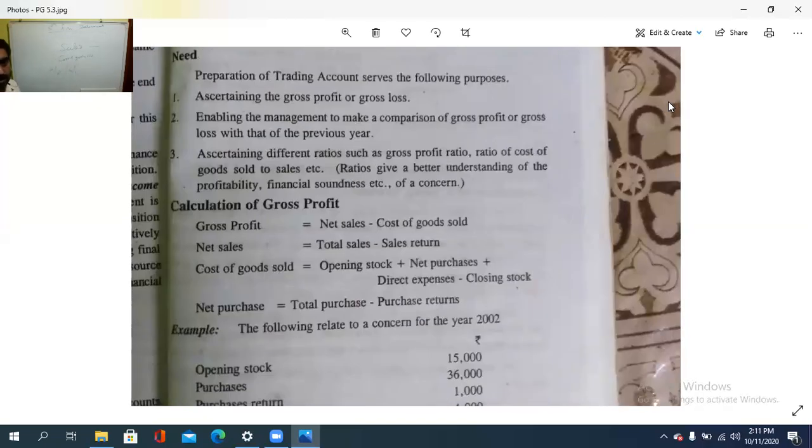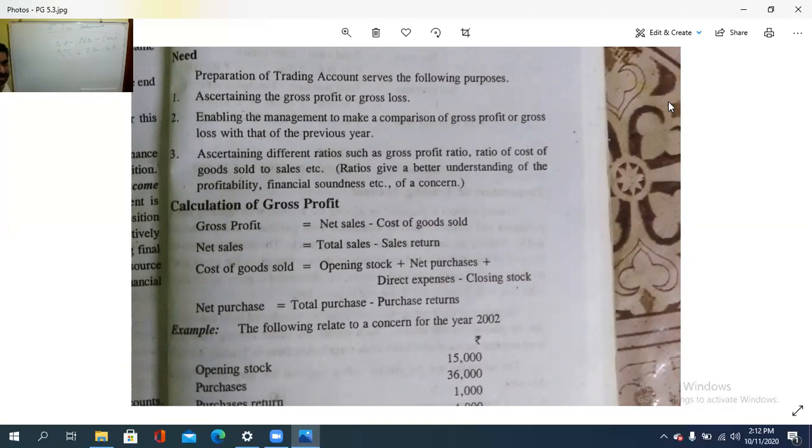So how a gross profit is to be calculated? Gross profit is equal to net sales minus cost of goods sold. You must remember these formulas. So GP is equal to net sales minus COGS, cost of goods sold. Then what is net sales? NS, net sales, is total sales minus return of the sales.